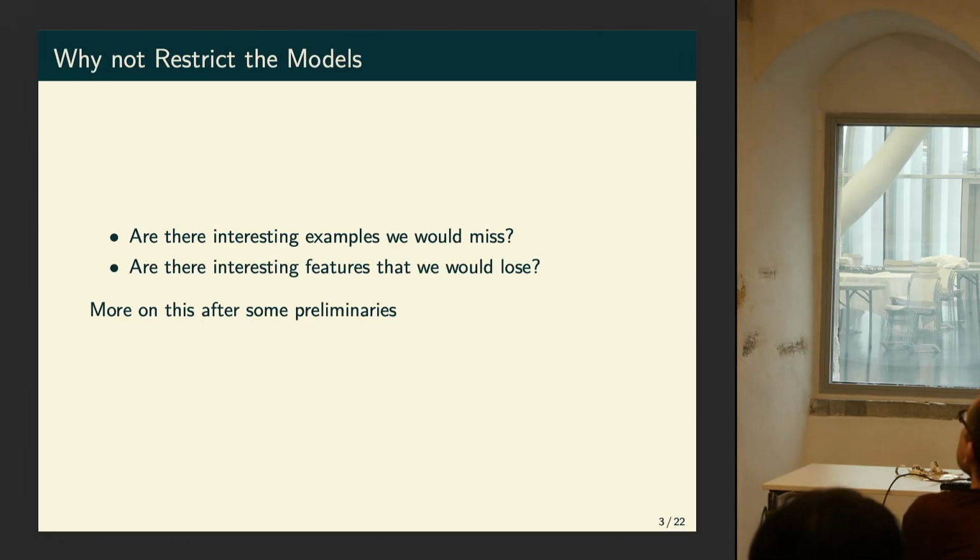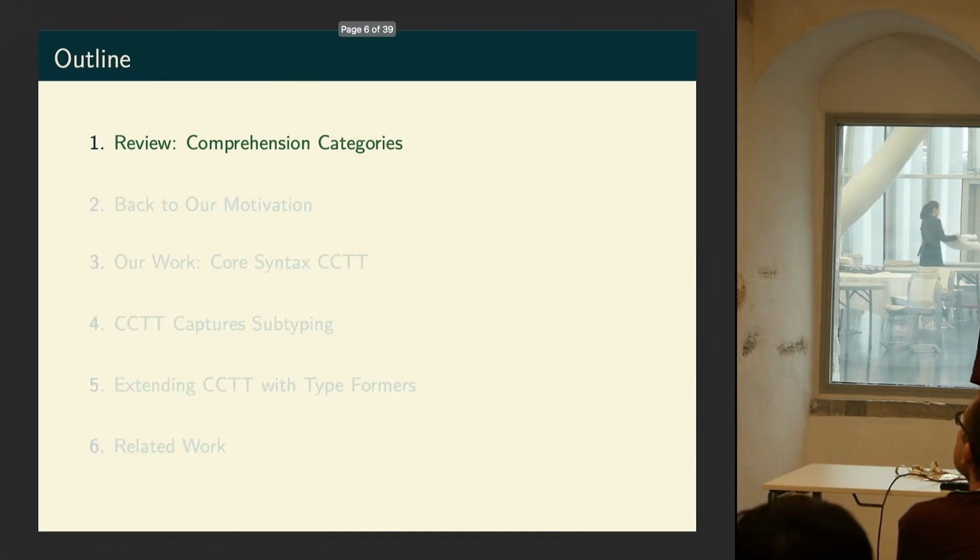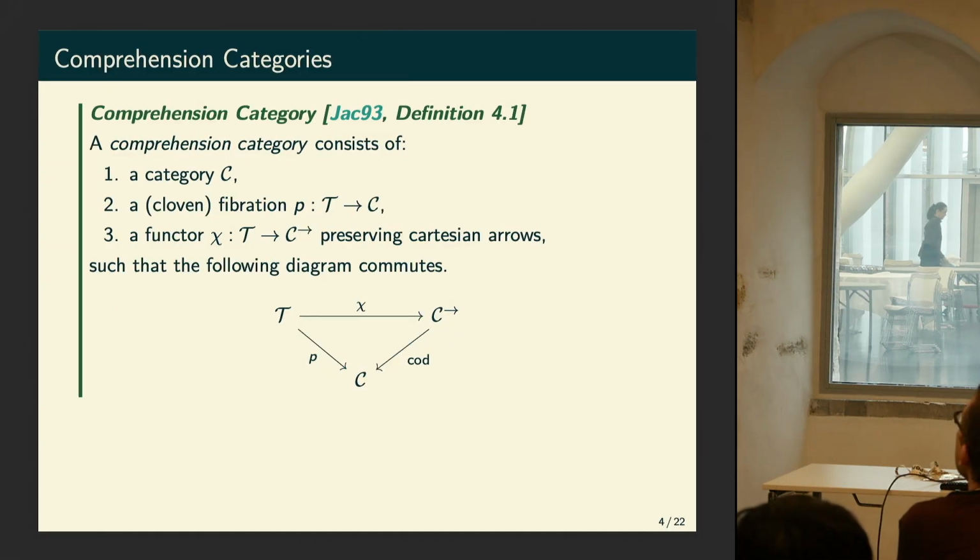Okay, so why not just restrict the models? There are two natural questions that arise at this point. Are there interesting examples that we would miss if we do this? Or are there interesting features that we would lose in our type theory if we do this? I will first tell you some preliminaries, what a comprehension category is, and then we will come back to these two questions.